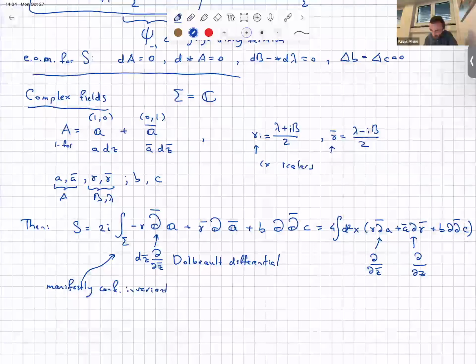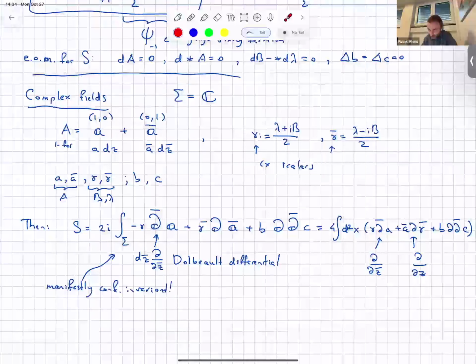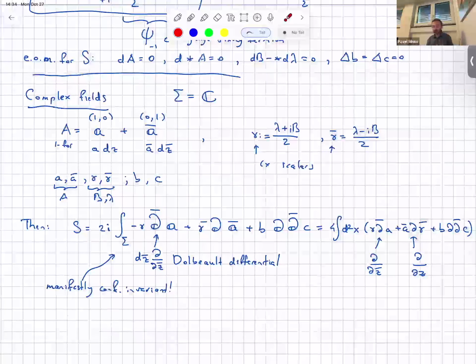Why so? Well, because the only geometric structure that is used here is the complex structure. So we don't use the metric. We only use the complex structure on the surface, and it enters through the differentials del and del bar, and of course through the notion of (0,1) and (1,0) forms.